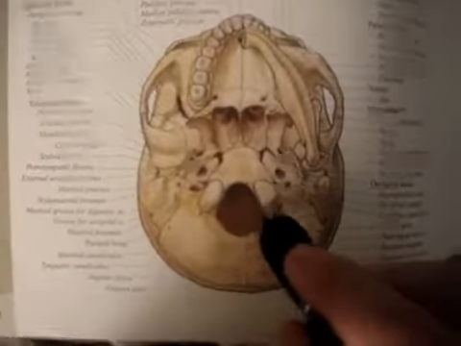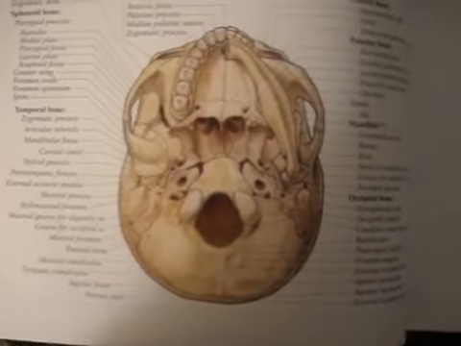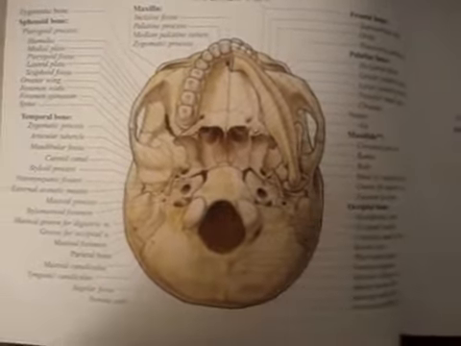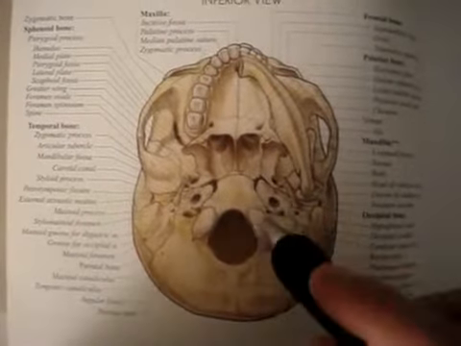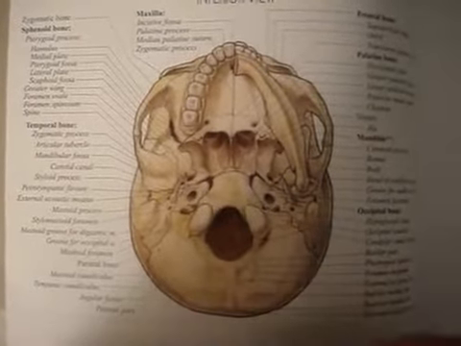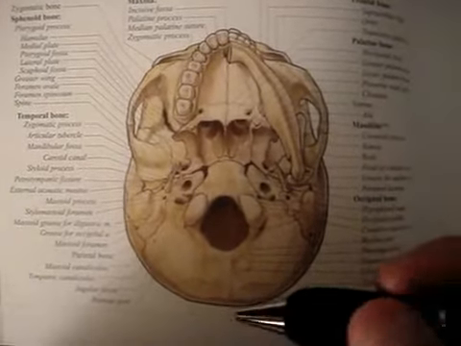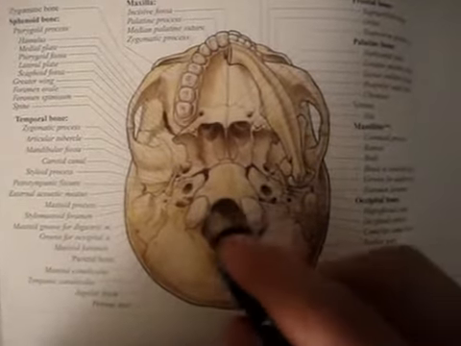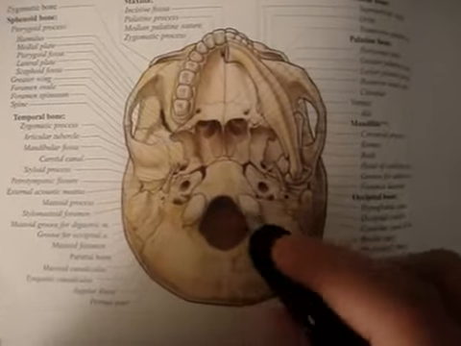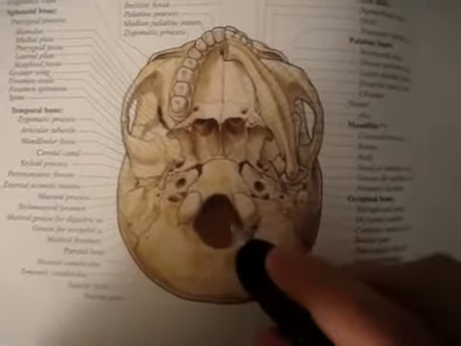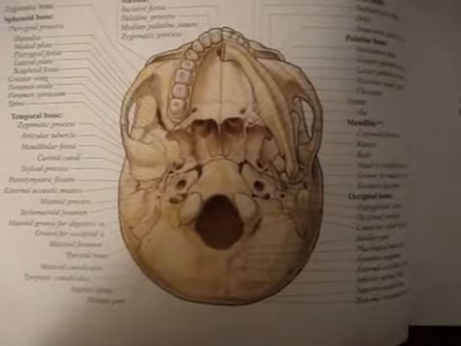Then on two sides are your condyloid processes, the occipital condyles. Occipital condyles will articulate with the atlas. Remember the atlas, the C1, vertebral bone 1. These occipital condyles will articulate with the superior articular processes of the atlas, forming the atlanto-occipital joint.